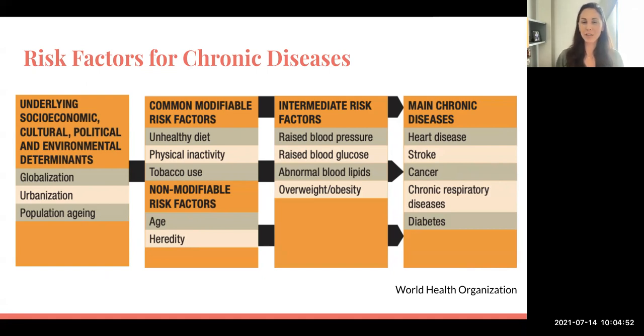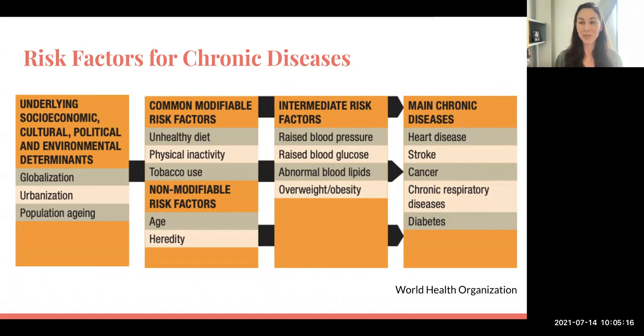So some of these underlying factors are raised blood pressure. This is called hypertension. If your blood pressure is high, that's putting more stress, more pressure on your heart and your blood vessels, which affects much of your body, which can lead to heart disease or stroke. We see that raised blood sugar levels are related to many of these chronic conditions, most notably diabetes.